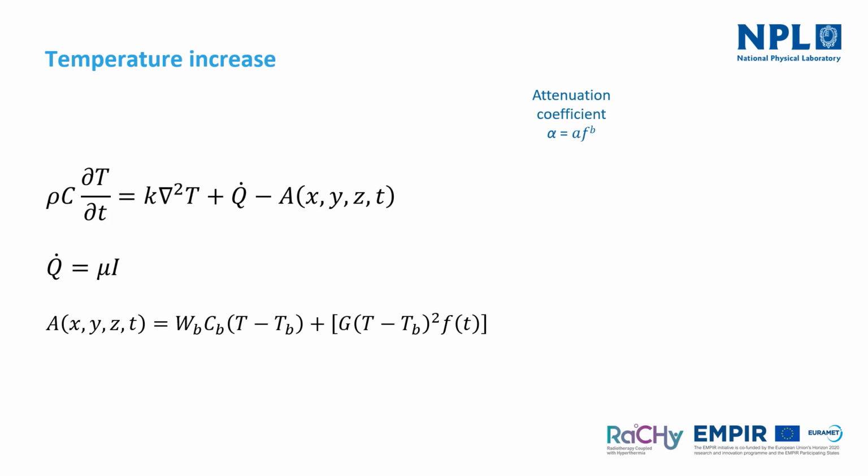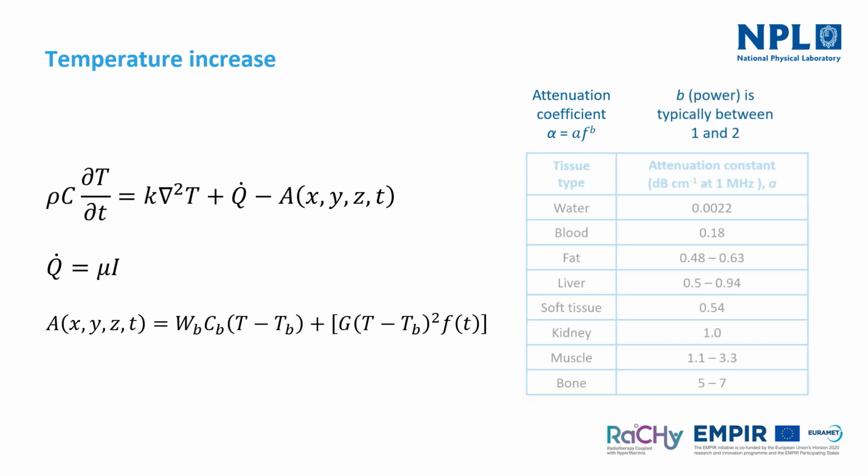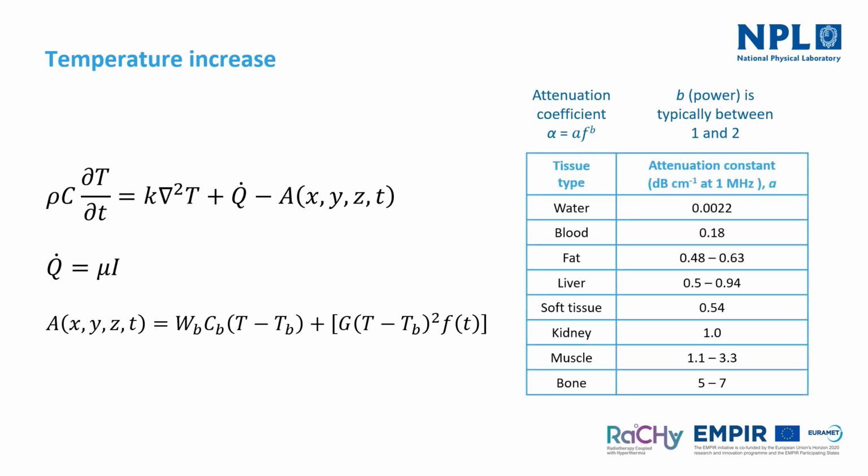Attenuation usually comes in the form of a constant multiplied by the frequency elevated to the power b, with b usually between 1 and 2. Different tissues have different attenuation, with liquids attenuating less and solids attenuating more. So blood has a low attenuation coefficient and bone has a high attenuation coefficient. In the middle there are fat, liver, muscles, and soft tissues in general.